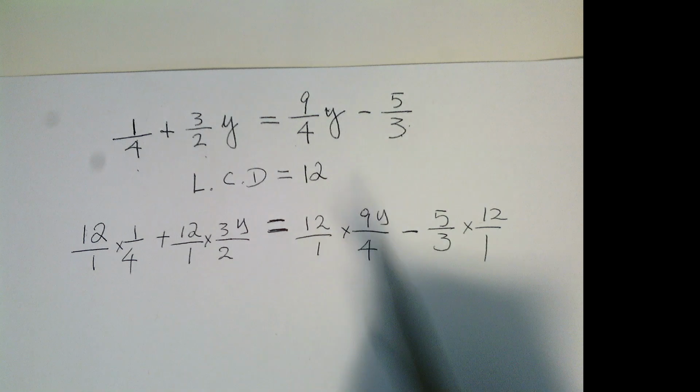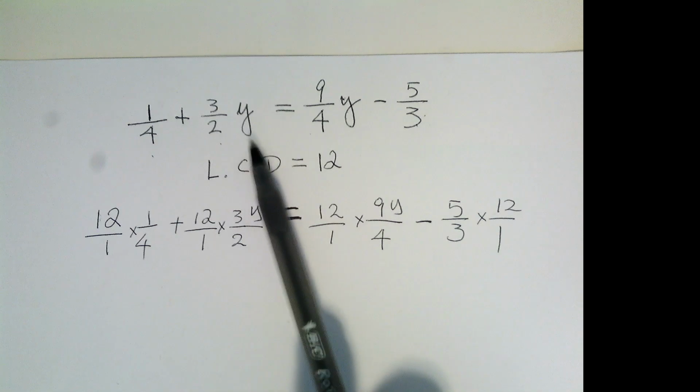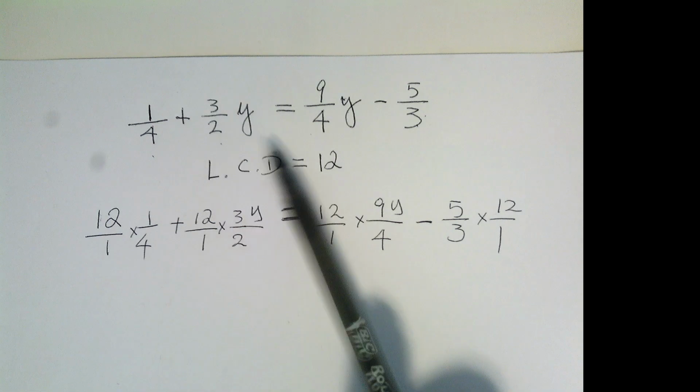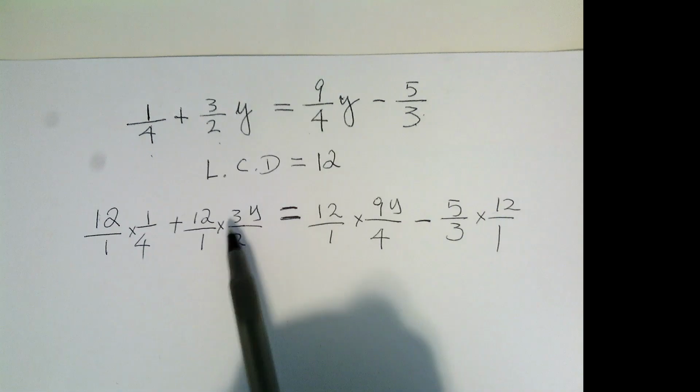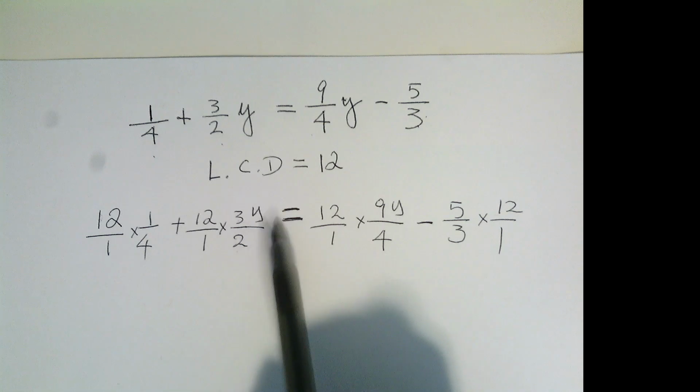Even grade 11, grade 12 students struggle with the meaning of, for example, this expression. 3 over 2y means 3y divided by 2, or 3 times y divided by 2.